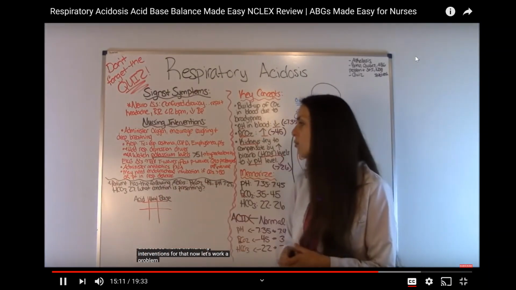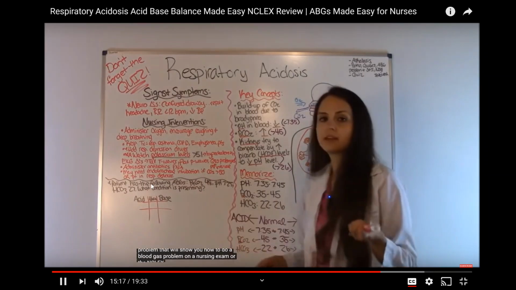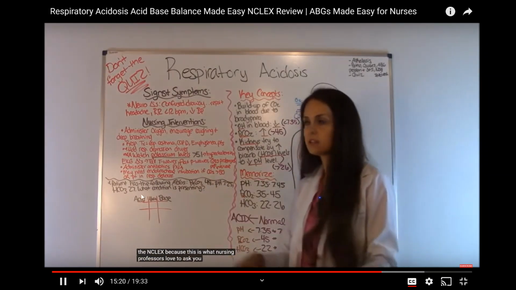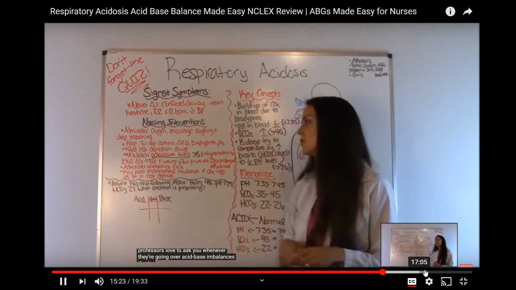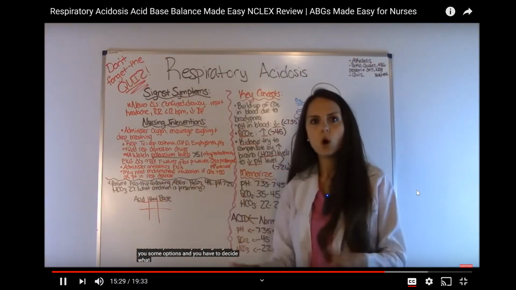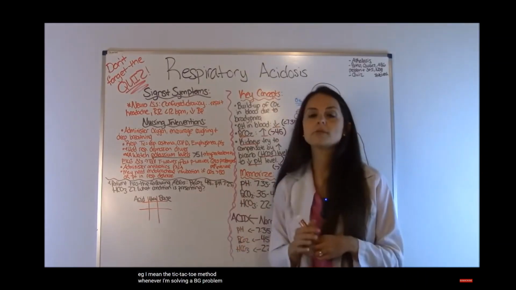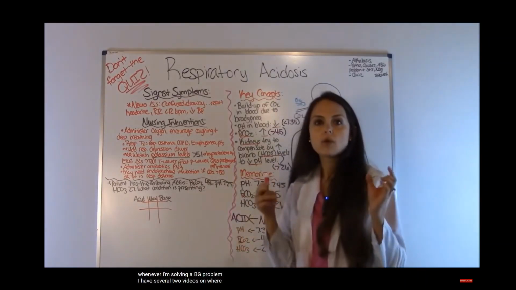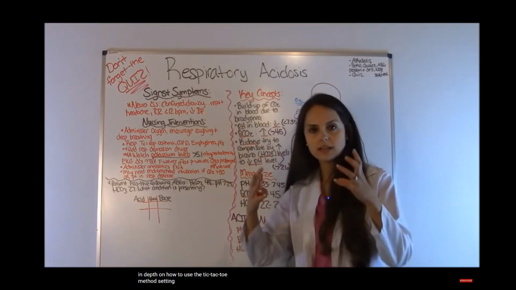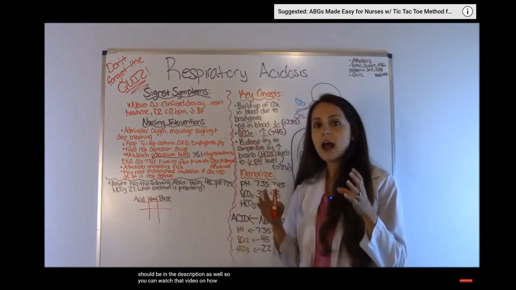Now, let's work a problem that will show you how to do a blood gas problem on a nursing exam or the NCLEX, because this is what nursing professors love to ask you whenever they're going over acid-base imbalances. They're going to throw some ABG values out at you, and they're going to give you some options, and you have to decide what it is. So I like to do the tic-tac-toe method whenever I'm solving ABG problems. I have two videos where I go in depth on how to use the tic-tac-toe method, setting up your problem and solving that. A card should pop up, and a link should be in the description as well, so you can watch that video on how to do that.